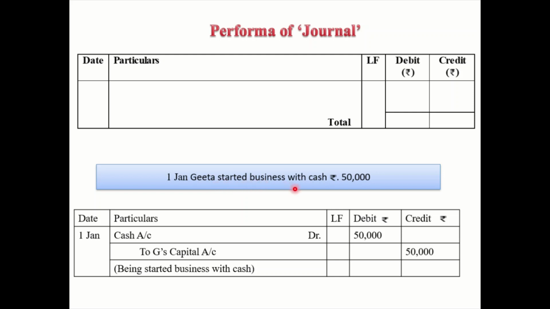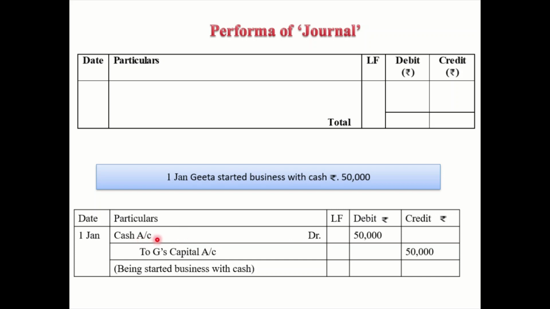Geeta started a business with cash. In this transaction, two accounts are involved, that is cash, which is introduced, and Geeta. Who introduced the cash? That is Geeta. In the date column we write down the date, 1st January. In the particulars column, cash account and to Geeta's capital account. See, there are three types of accounts: personal, real, nominal. Now we have to identify which type of account it is. Accordingly, we have to apply the rule of accounting.